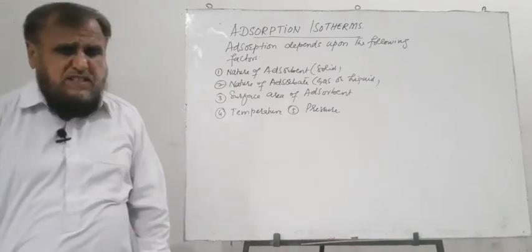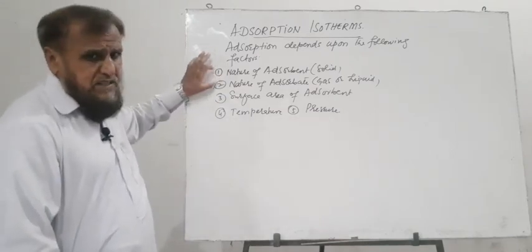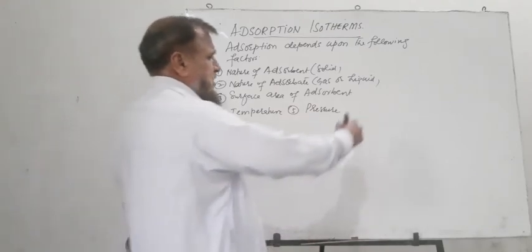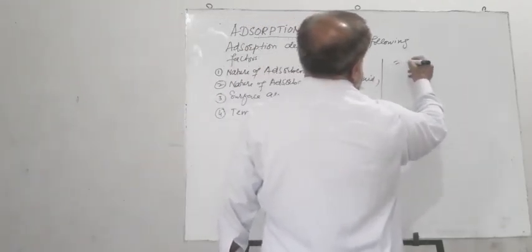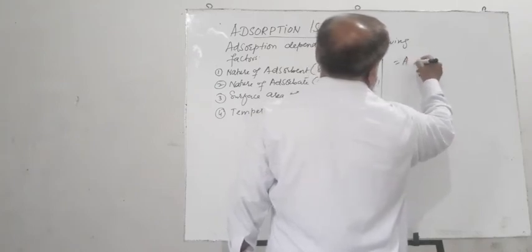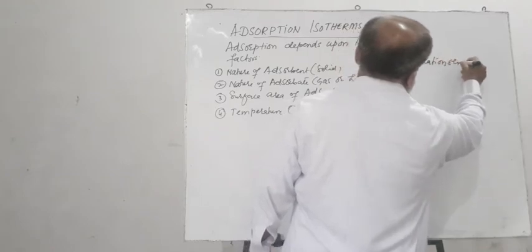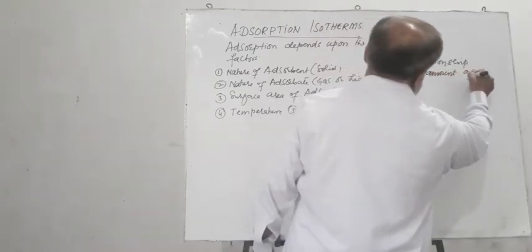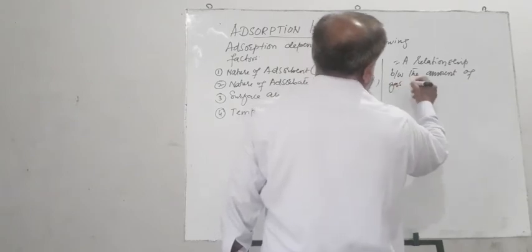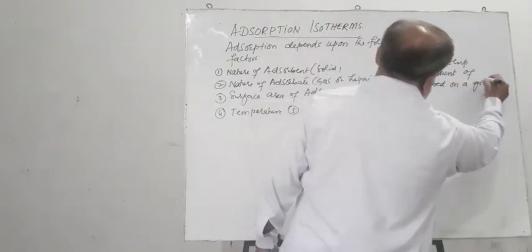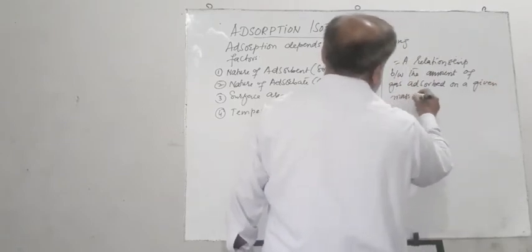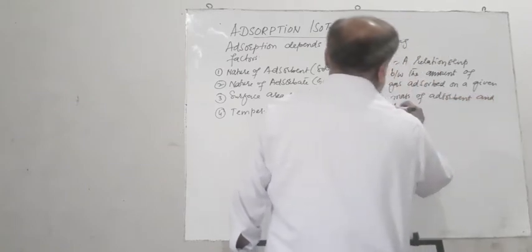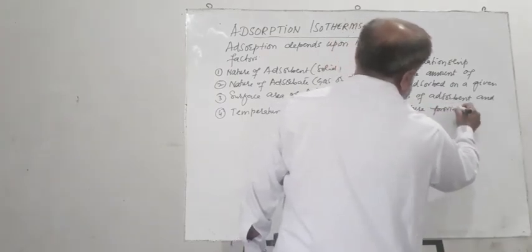And this relationship which is developed between the amount of gas adsorbed on a given mass of adsorbent and pressure is known as adsorption isotherm. So what is adsorption isotherm? Adsorption isotherm is a relationship between the amount of gas adsorbed, a mass of gas adsorbed on a given mass of adsorbent and pressure, provided the temperature is kept constant.